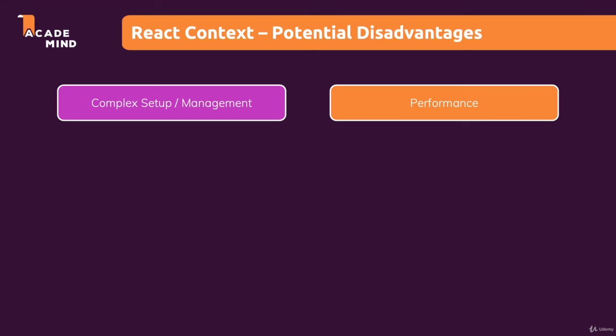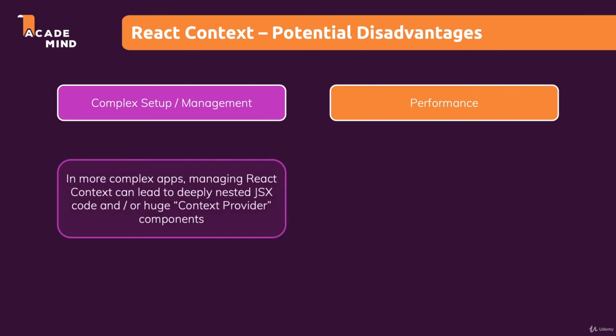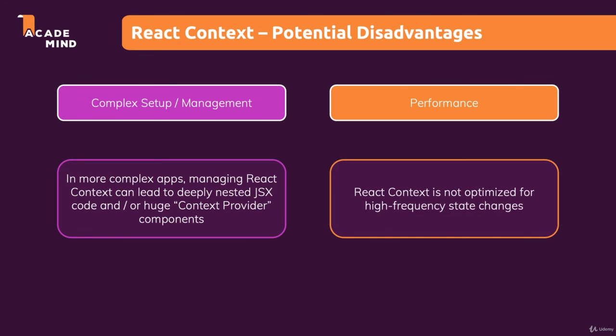Now, to sum it up, we have the complex setup and management disadvantage because we may end up with deeply nested JSX code and a lot of different context providers, or with one huge context provider, which is not maintainable. On the other hand, we have potential performance issues because we should not use React Context for high-frequency state changes. Now, I will again emphasize that for small or medium-sized apps, and certainly a lot of big apps, this might all not matter.